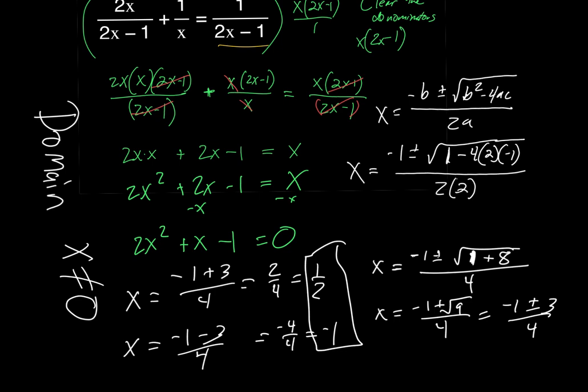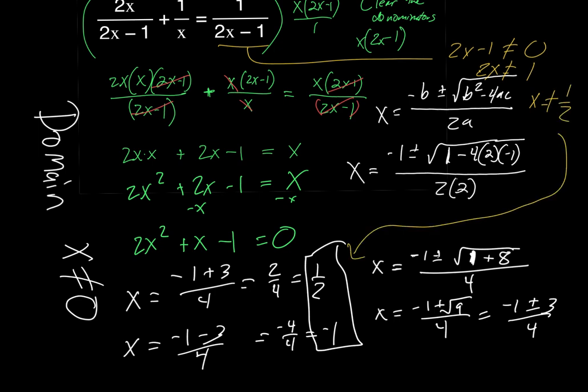So if I take this over here, 2x minus 1 cannot be 0. Add 1 to both sides. 2x cannot be equal to 1. Divide by 2, x cannot be 1/2. That is an extraneous solution.